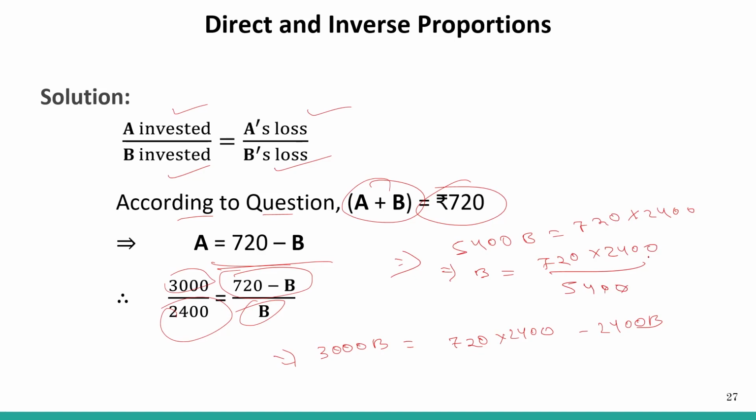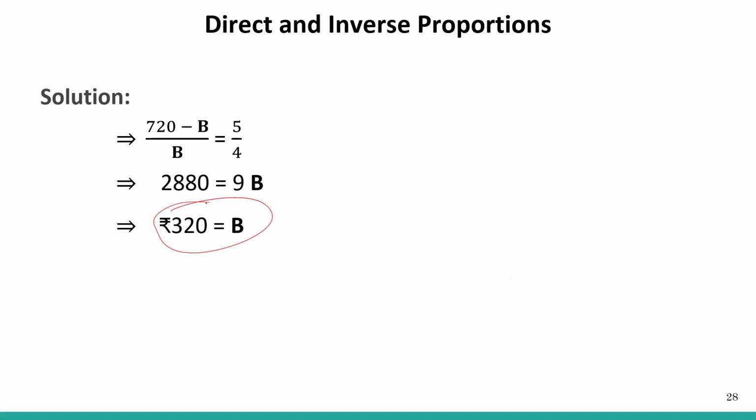720 into 2400 by 5400. Okay, so cancelling 20 out from here and here, what we are left with is 25. So it will be 12, 27, right? And dividing by 3, we are left with 9. And here dividing it by 3, we are left with 240, right? So again we can divide by 3. So it will be 3 into 3, right? So 3 and here 4. And again dividing it by 3, 80. So 80 into 4 is equal to 320. So 320 must be the answer, right? So B is equal to 320.